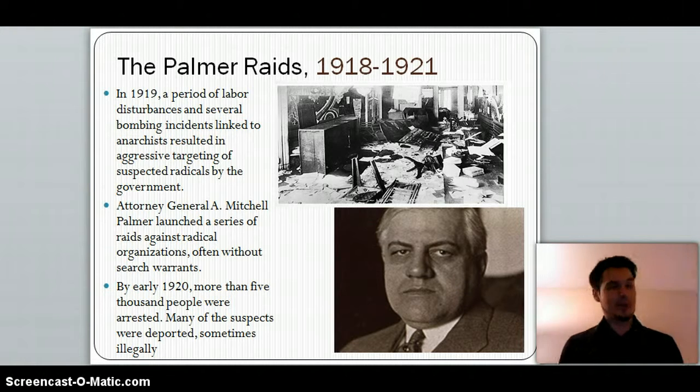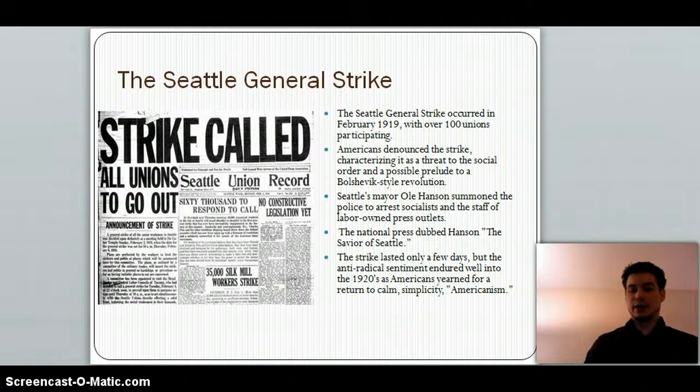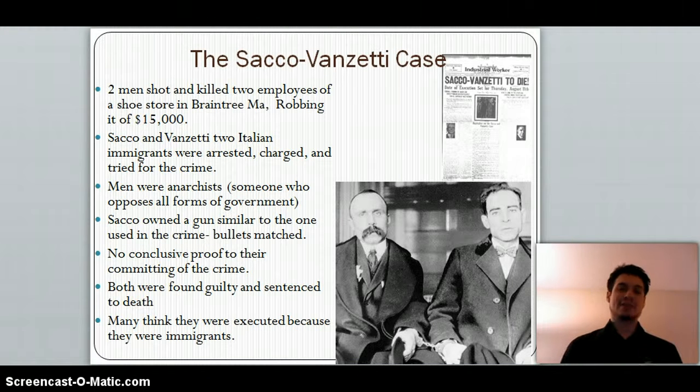Most of the time, he didn't even have search warrants or anything for it. He just went and did it. And he does arrest and deport many suspects illegally. On top of that, we have the Sacco and Vanzetti case.